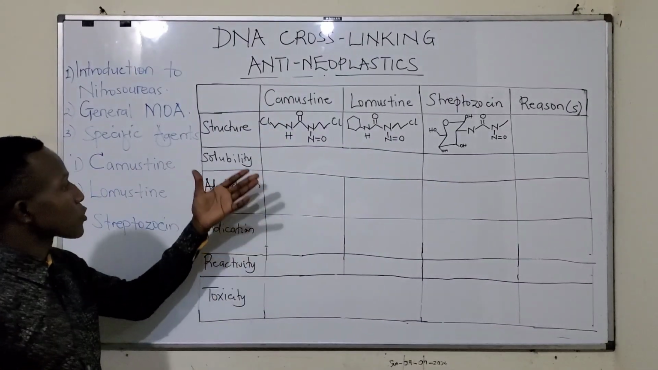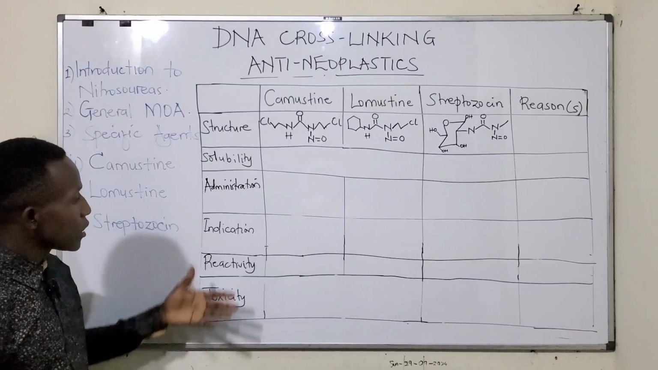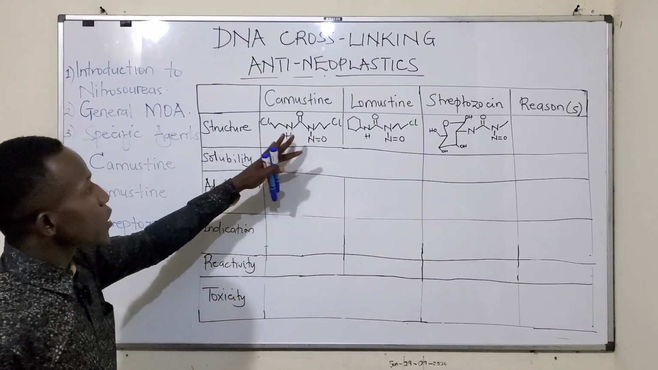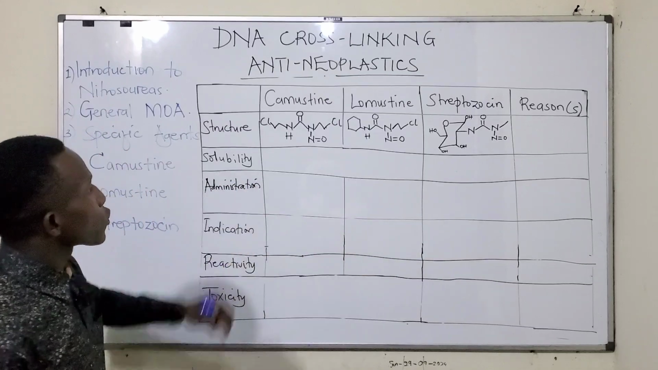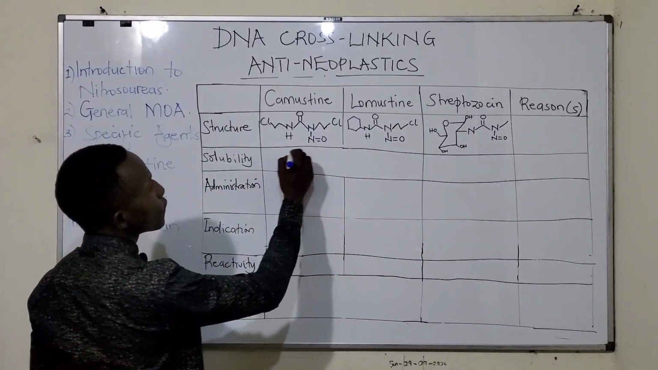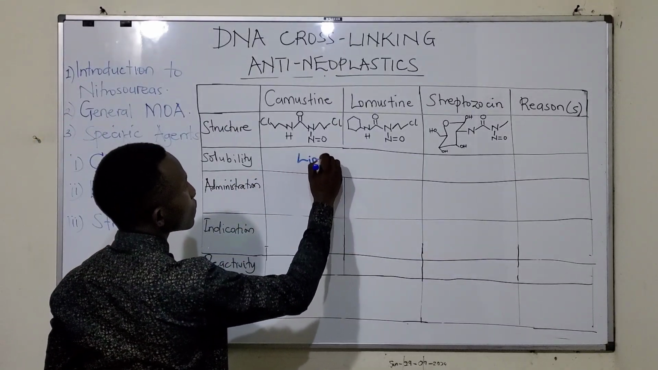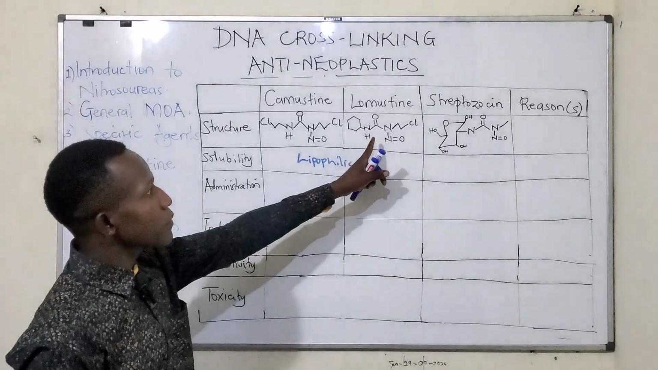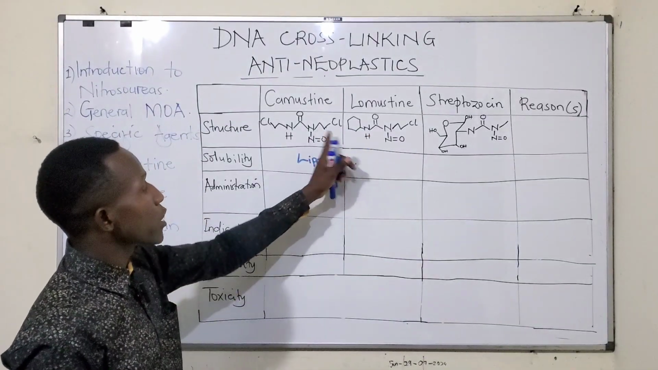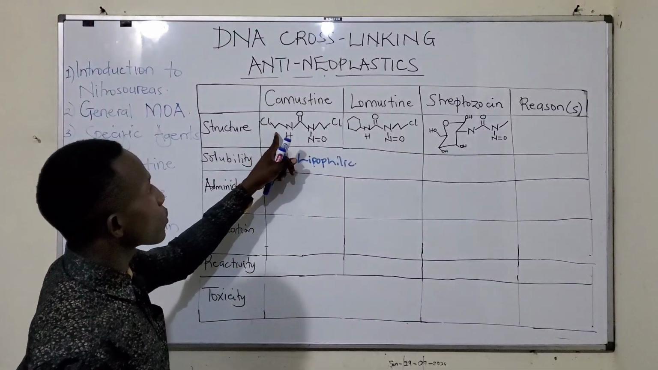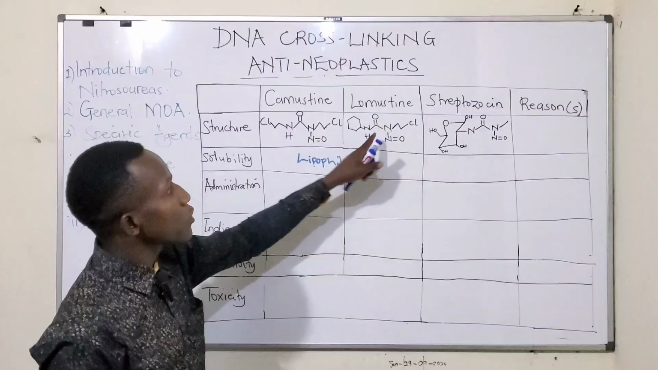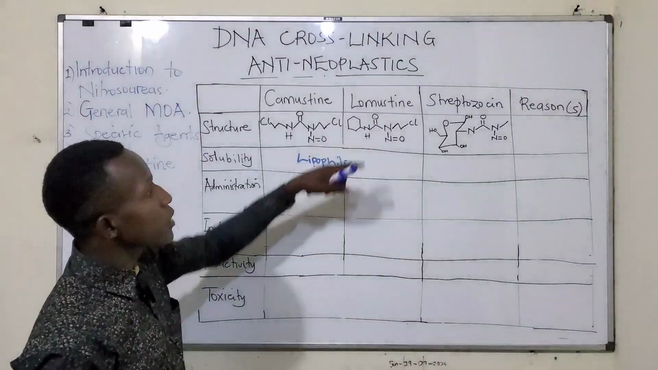We want to talk about the solubility, administration, indications, reactivity, and toxicity of the specific agents: carmustine, lomustine, and streptozocin. As we see the structures, for solubility, this one is lipophilic. Of course, even this one is lipophilic. According to the structure, you can see the chloroethyl group and the chloroethyl group present, also the cyclohexane.